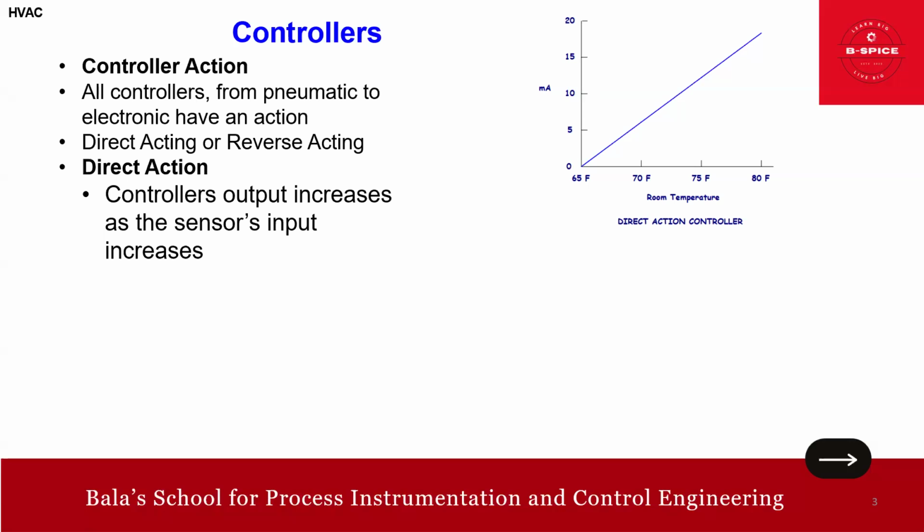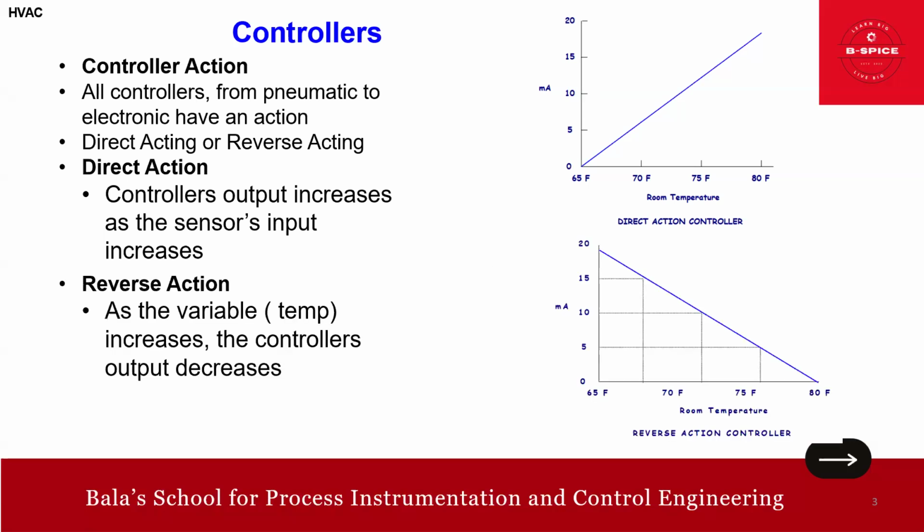Then reverse action. Reverse action is nothing but as the variable, like temperature, increases, the controller output decreases. For example, here the temperature rises from 71 to 71, and the controller output decreases. You see here, this decreases from 8.1 to 7.3, something like that. So that is what reverse action is, which we all know.